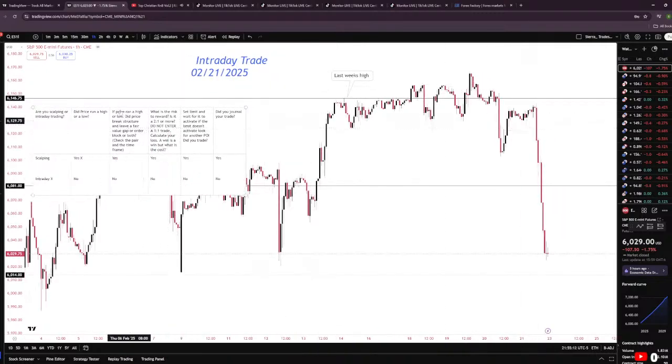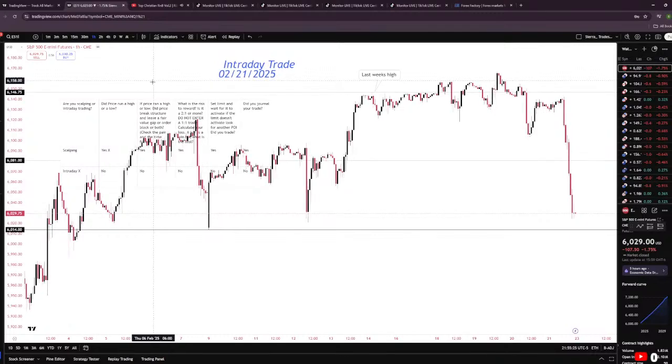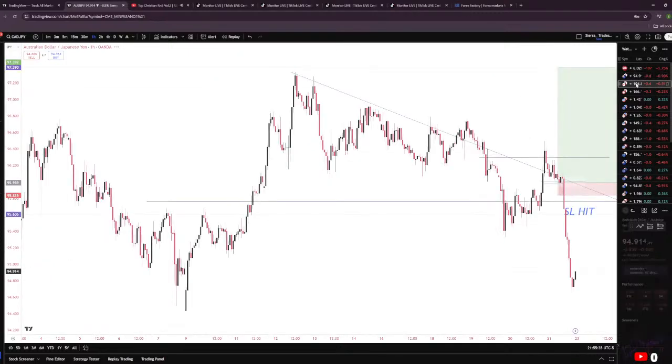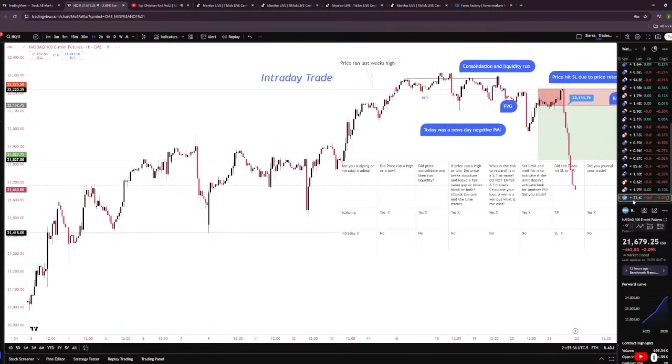All right, it says if price ran a high or low, did price break structure and leave a fair value gap? I meant to add in one. I thought I added it. Oh, I added it and I didn't add the template. Wait a minute. We're gonna have to go back and save this template. This new template. Where's my? Here it is.